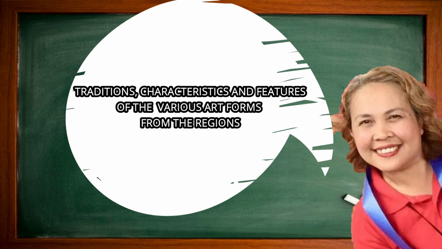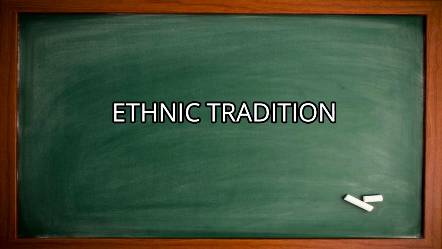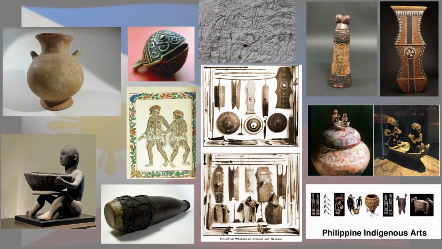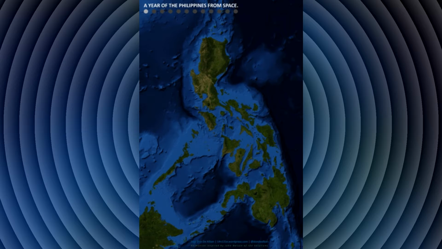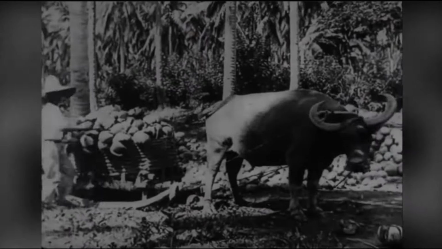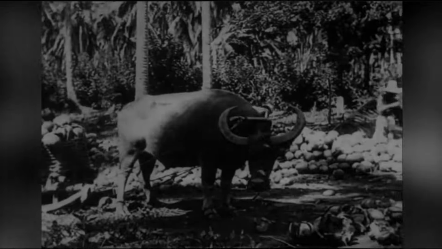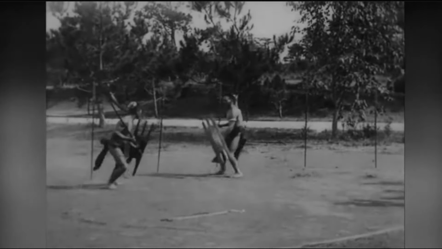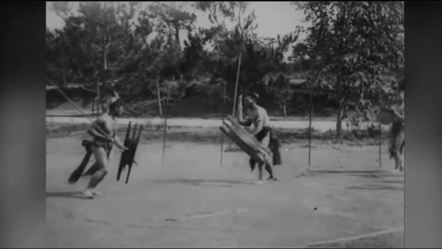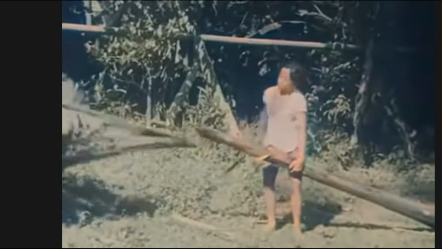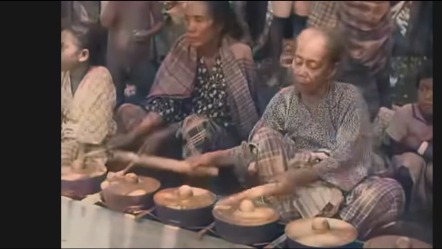Tradition, characteristics, and features of the various art forms from the regions. Ethnic tradition. Art forms are primarily influenced by the geographical location and experiences of the Filipinos. In this time, the purpose of arts is integral to life. Arts reflected the pagan beliefs and practices, everyday activity such as fishing and farming, and specific decorative art patterns to the community.